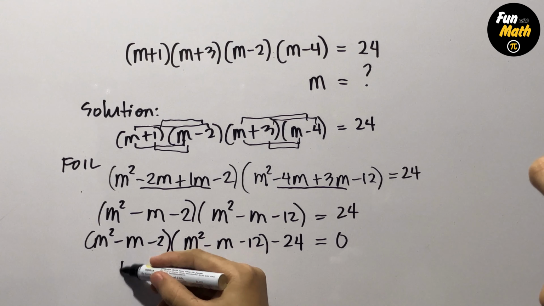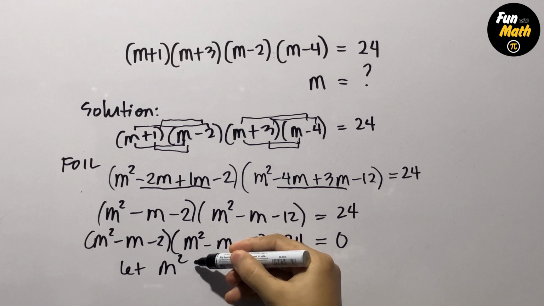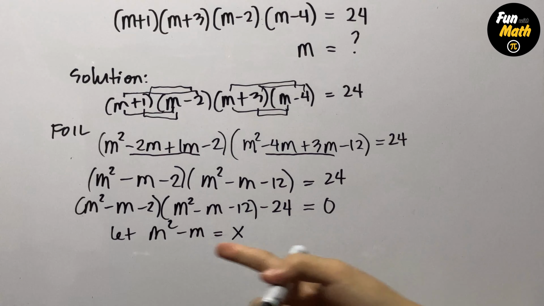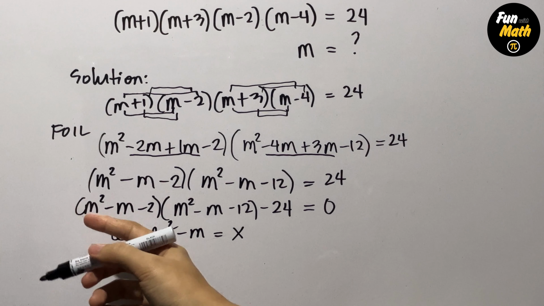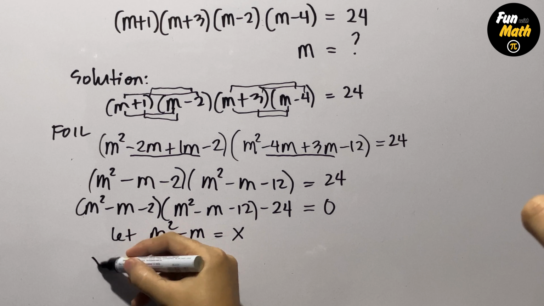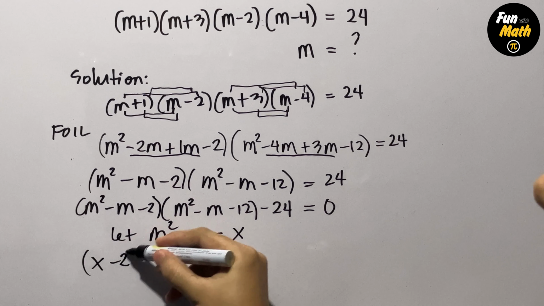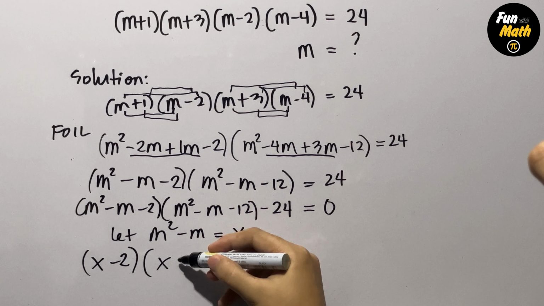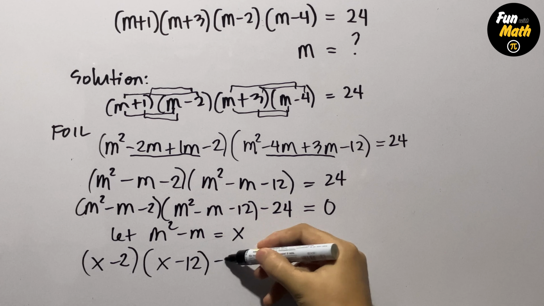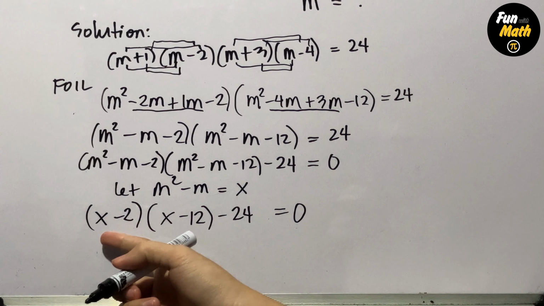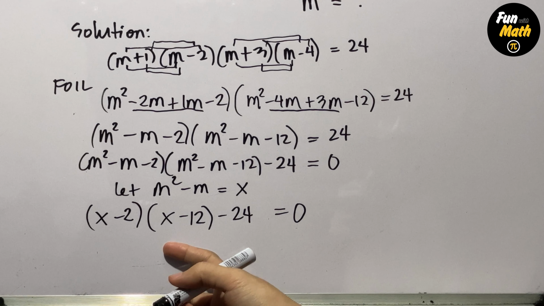Now, let m squared minus m be equal to x. So now let's change m squared minus m into x, then minus 2, times m squared minus m, changed into x, minus 12, minus 24 is equal to 0. Now let's multiply these two by using the same method.